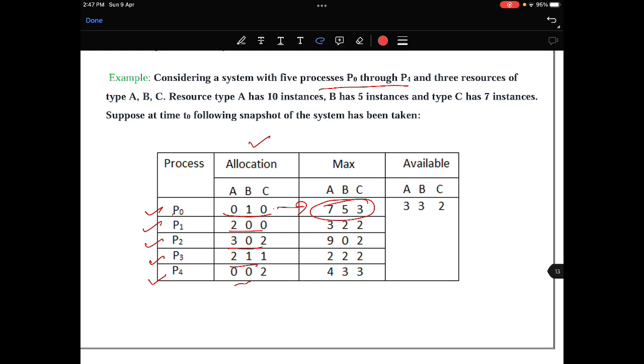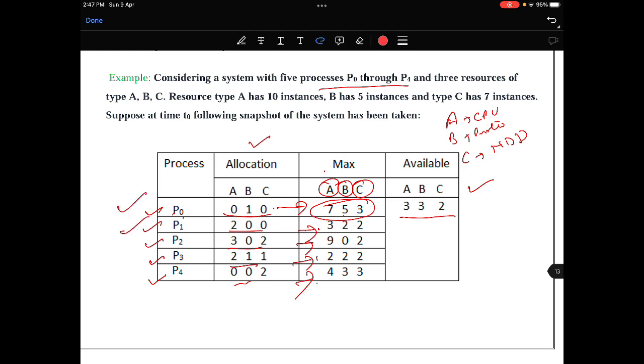These are the maximum. Suppose A is for CPU, B is for printer, C is for HDD. So P0 will require 7 CPUs, 5 printers and 3 hard disks. Similarly, all these numbers of resources are pre-decided as required, and these are the resources already available. Now how will we solve this question? This will all be given.